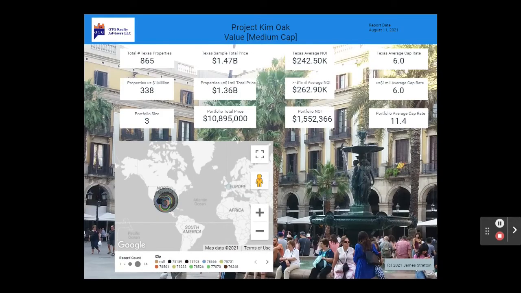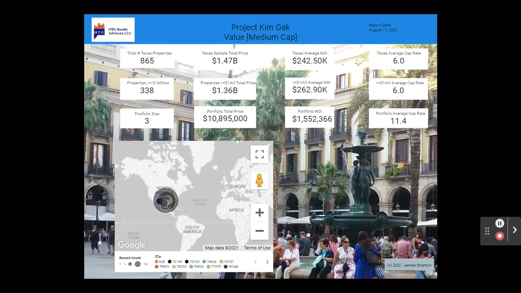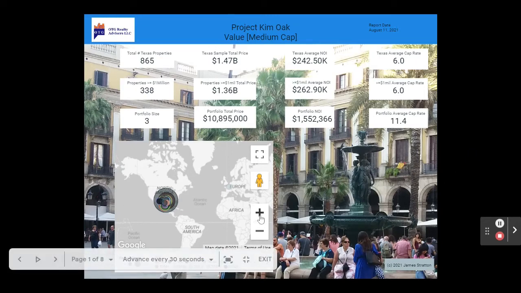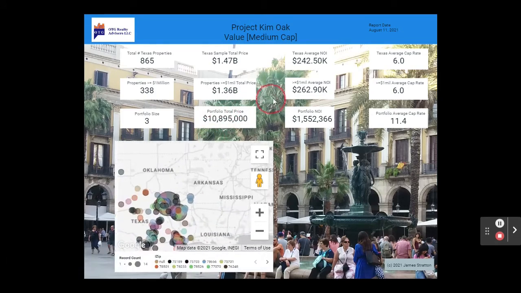Okay, so let's take a look at Project Kim Oak, and let's see what makes Kim Oak such a special portfolio. First, Project Kim Oak was chosen out of a sample size of 865 properties whose total asking price was $1.47 billion out of the state of Texas. If you look down at our map, you can see where all the locations were in the state of Texas.